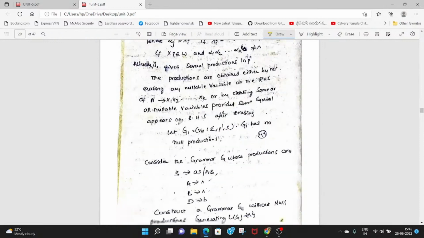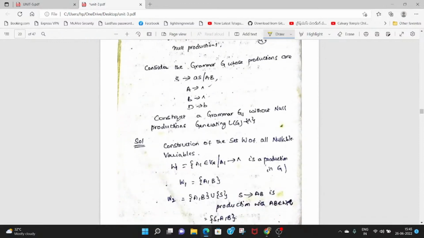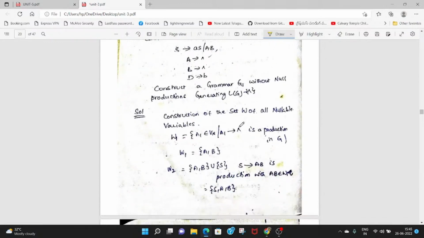So we cannot directly remove the null productions, right? We have to follow the procedure to remove the null productions. Okay, so now what is the procedure? This is similar to your previous thing, like the way you eliminate your useless symbols. The similar way you follow here also, with small differences.